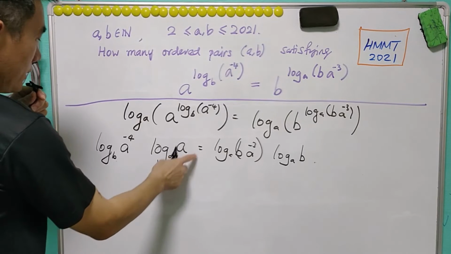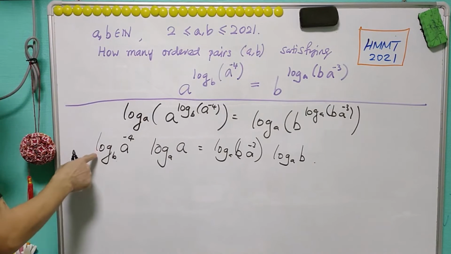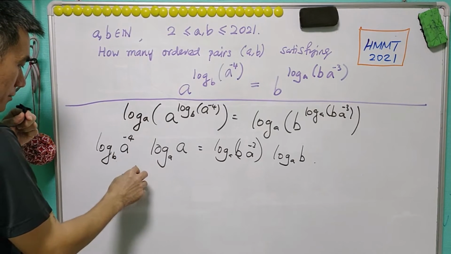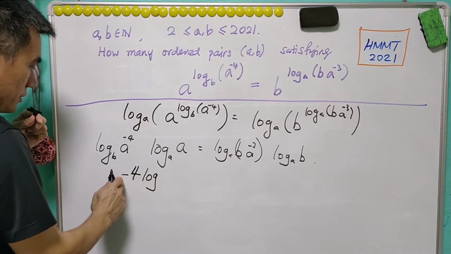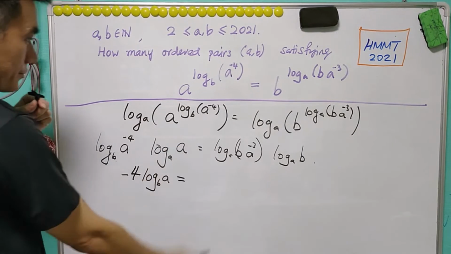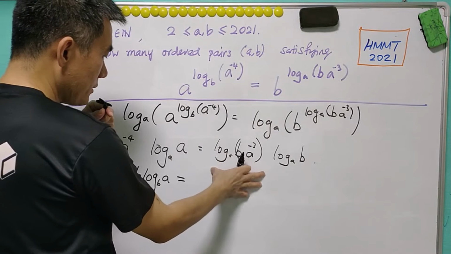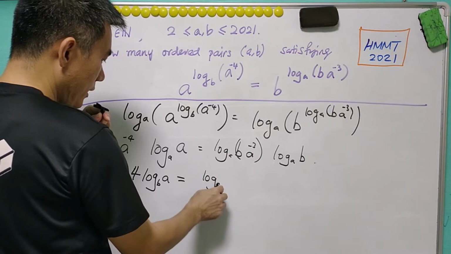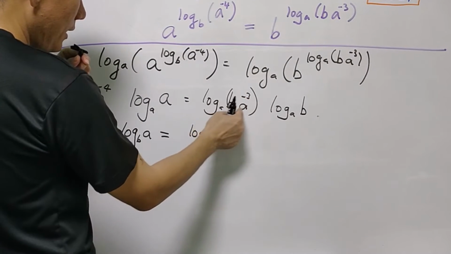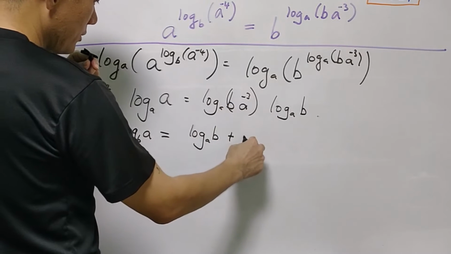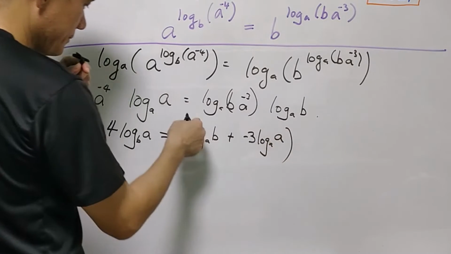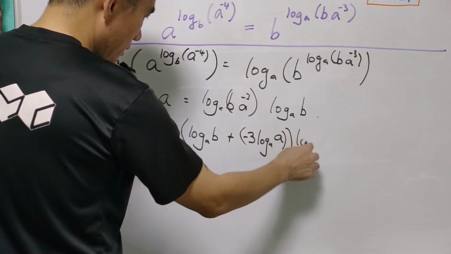Now, log_a a is equal to 1. And this is log_b a to the power of -4. Again, we'll do the same thing. Bring the -4 forward. This is -4 log_b a, and this is equal to 1. And we can separate that. So this is log_a b plus, and this is log_a a to the power of -3. So it will be -3 log_a a, times log_a b.